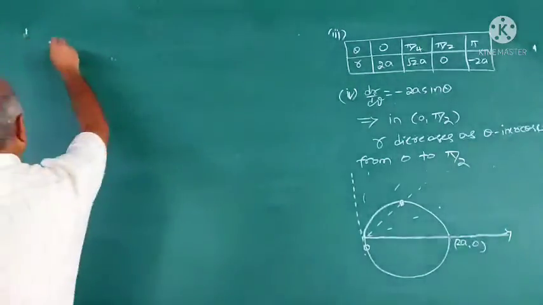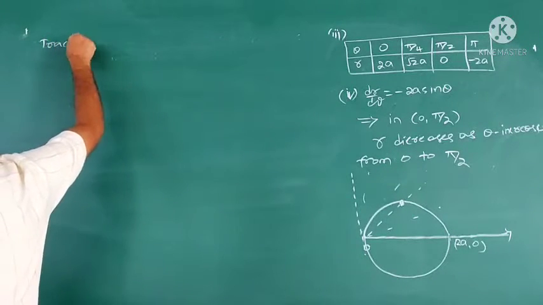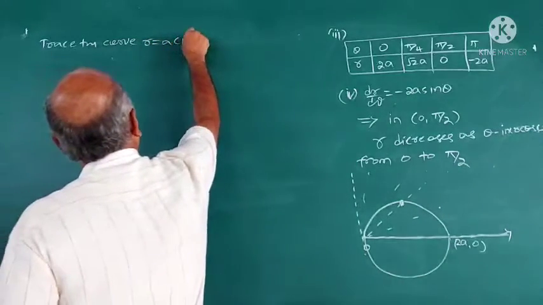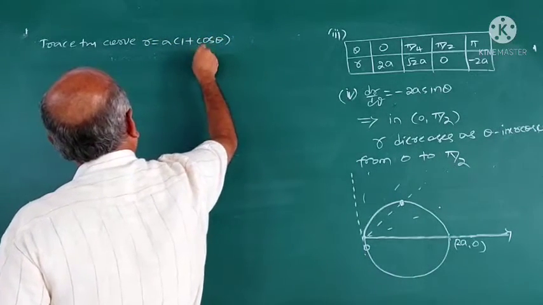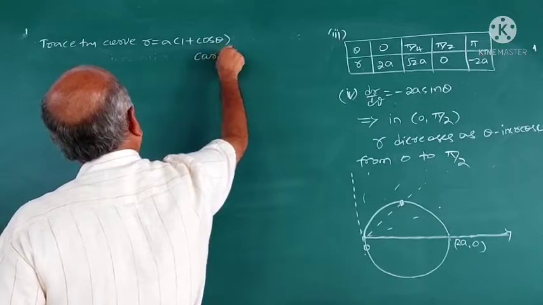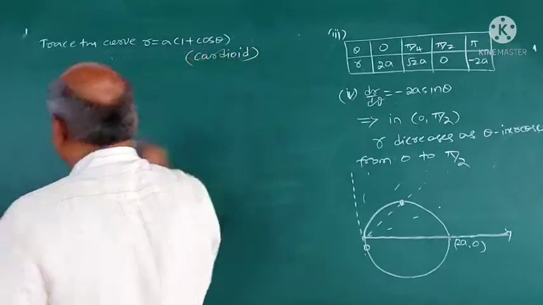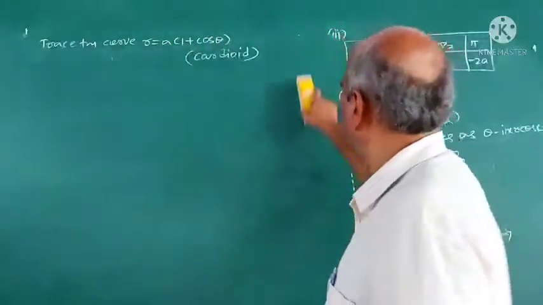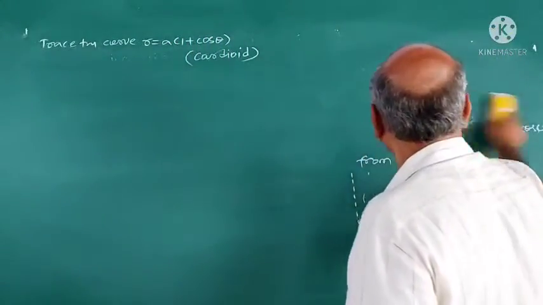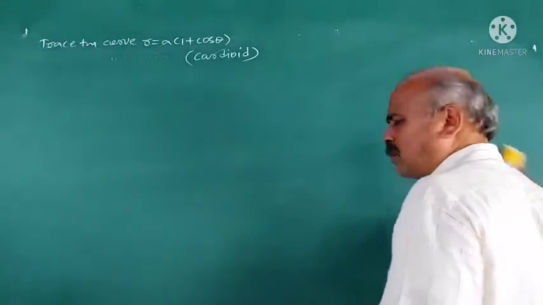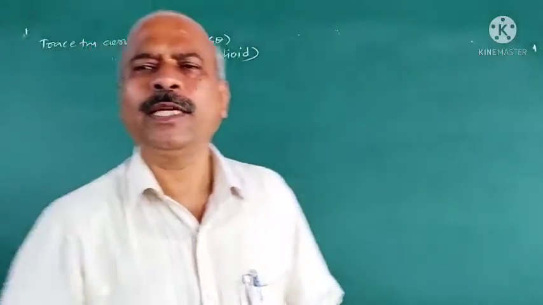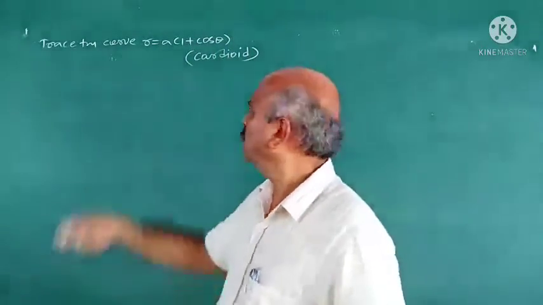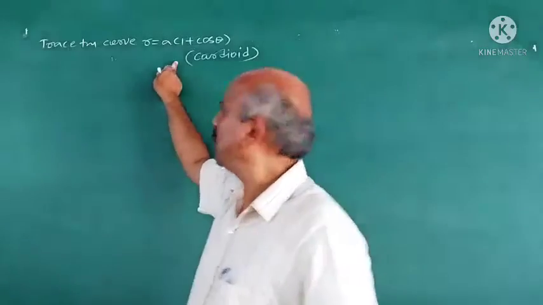Now I consider the standard curve here. Trace the curve r equal to a into 1 plus cos theta. This is called a cardioid. There are 4 standard forms in the cardioid, as in the case of cycloids, and in the parabola there are 4 standard forms. Parabola is a very familiar curve, and cycloid you have studied this year. In the cardioid also, there are 4 standard forms.